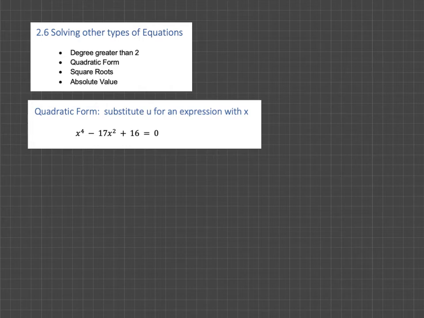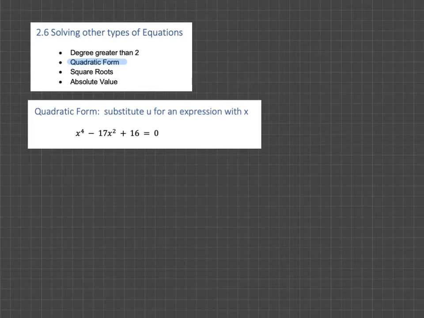Now we're going to look at the quadratic form type of other equations. And what we mean by quadratic form is something that sort of looks like it's quadratic, but it has maybe a higher degree, or it has another expression of x, or whatever the original variable is. So let's just take a look at this example.